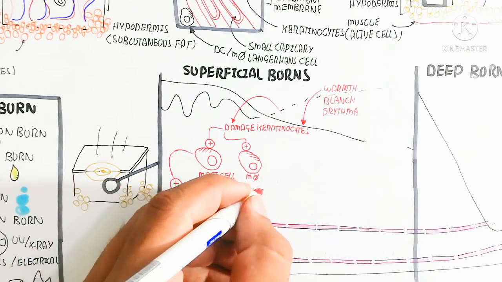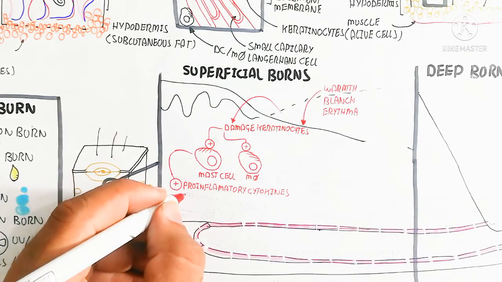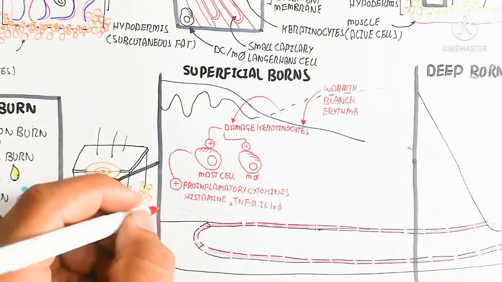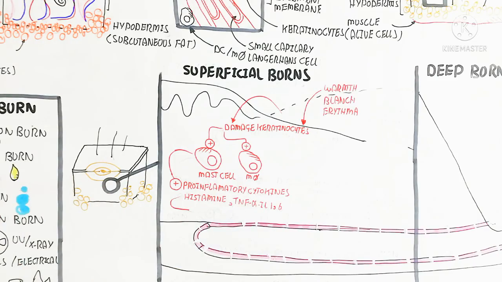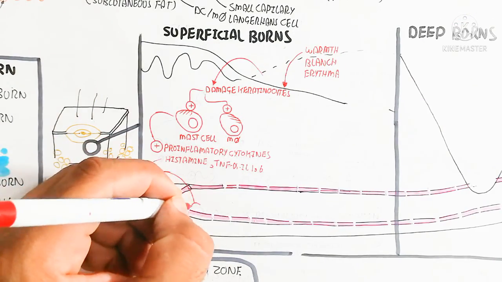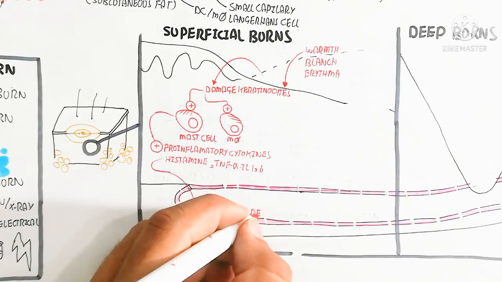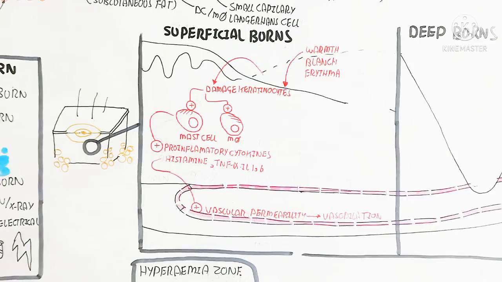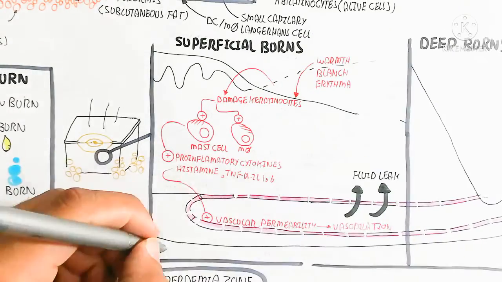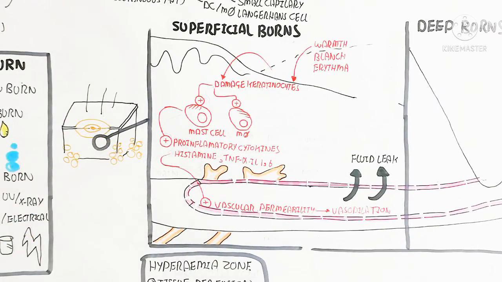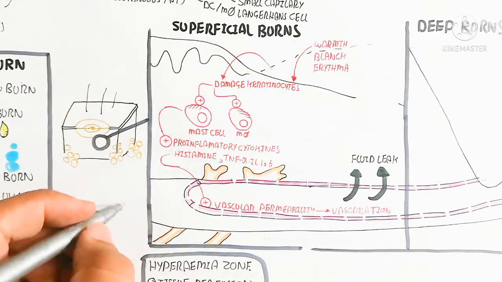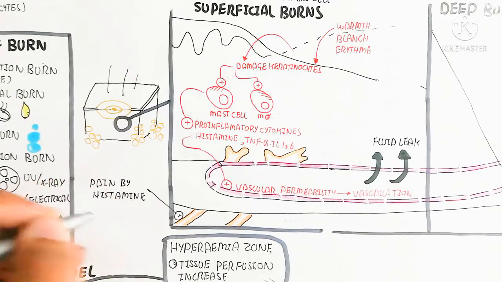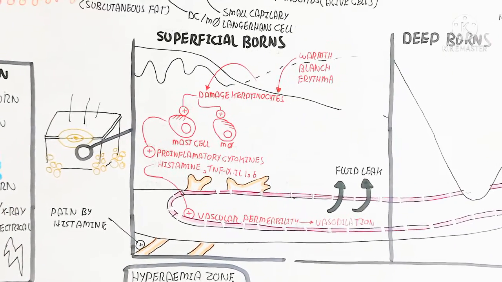So the damaged keratinocytes produce cytokines, and these cytokines activate the mast cells and macrophages. Mast cells produce pro-inflammatory mediators like histamine, tumor necrosis factor alpha, and interleukin 1 and 6, for example. In this way, vascular permeability will be increased due to histamine, and vasodilation will occur due to histamine. The vasodilation will lead to fluid loss.